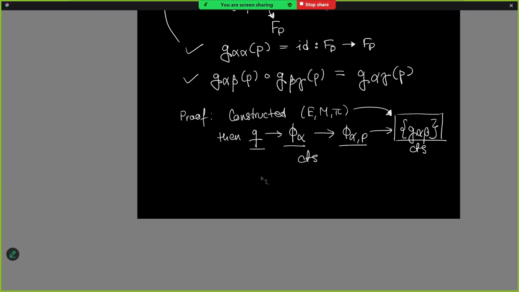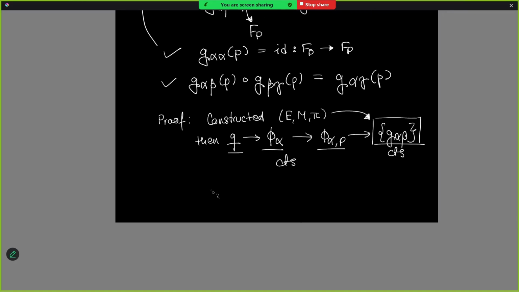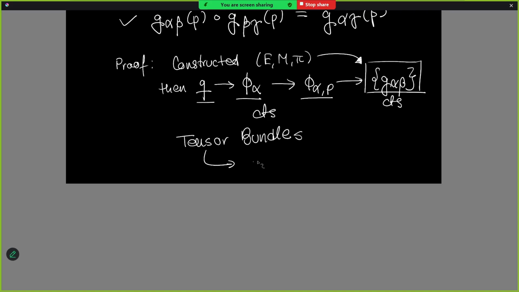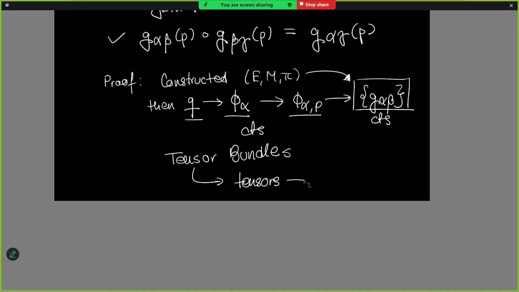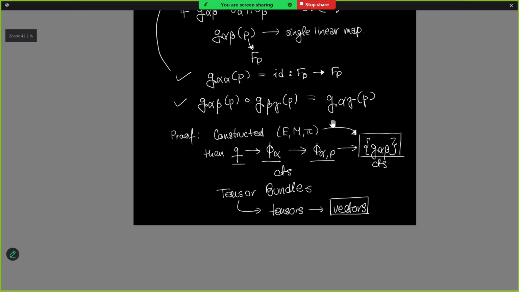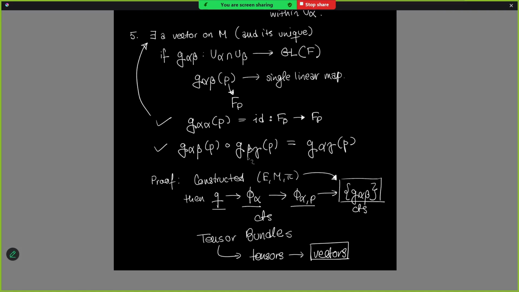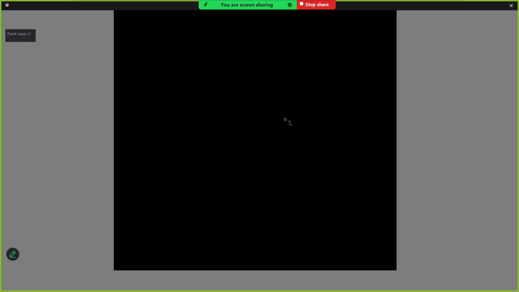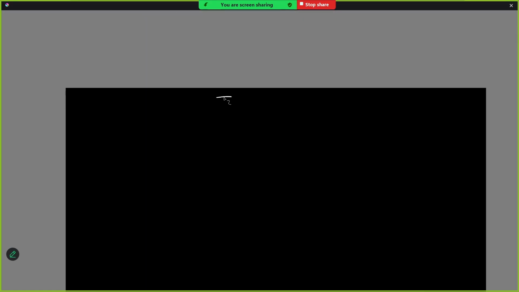And here we are. So now we're ready to look at these things called tensor bundles. But in order to talk about tensor bundles, we have to talk about tensors. And tensors are examples of vectors, vectors in the sense of vector spaces. So we're going to first look at tensor spaces, tensors and tensor spaces.